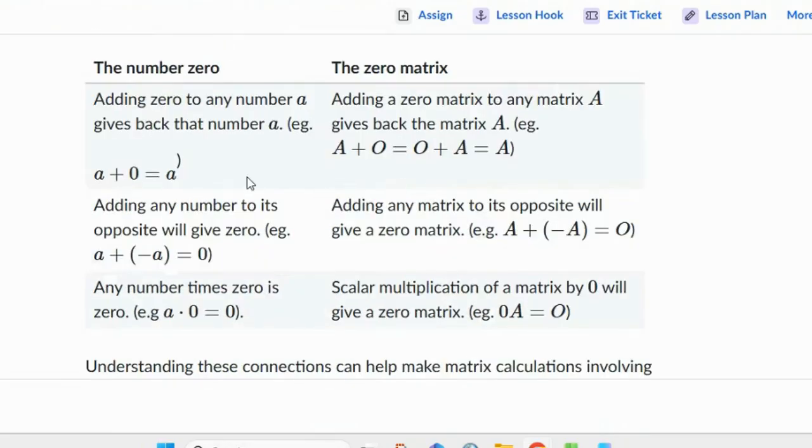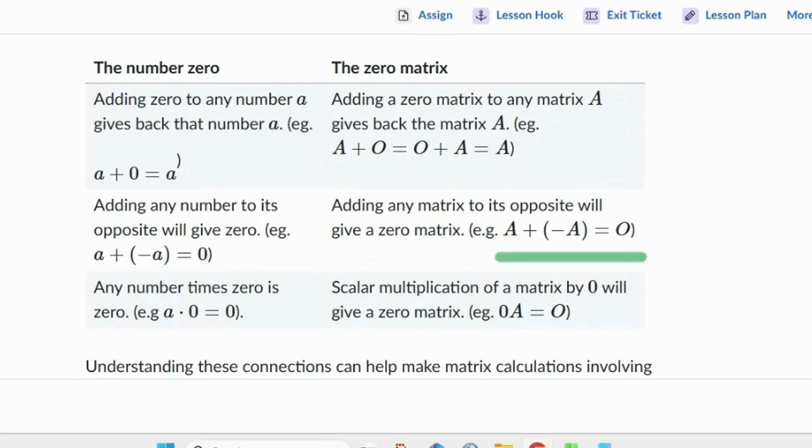So in real math, we take a, whatever number a is, and we add zero to it, and we just end up with a. Nothing changes. Which means with the matrix, if we add a zero matrix to matrix A, we just end up with what we started with, matrix A. If we add the negative, you end up with zero.